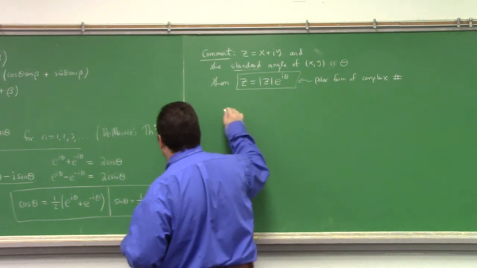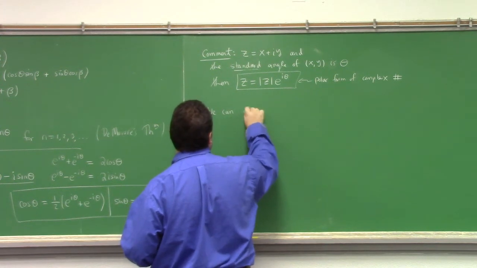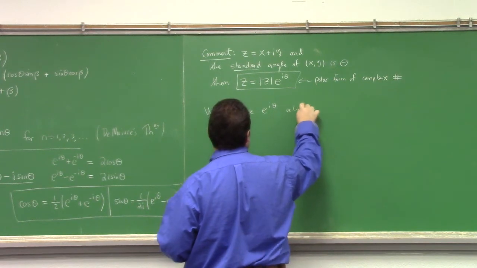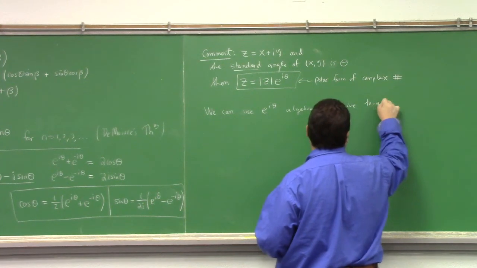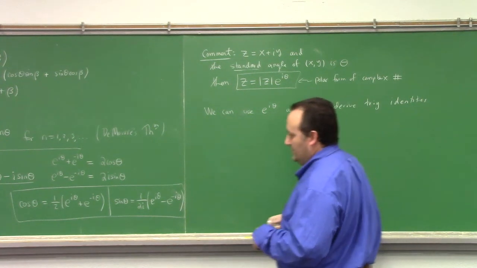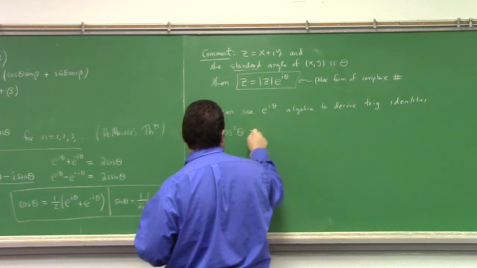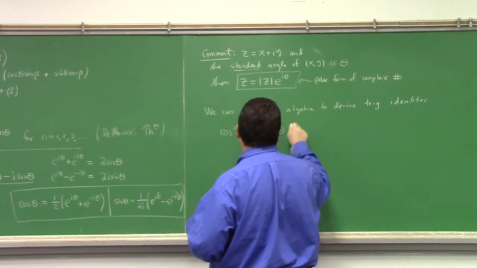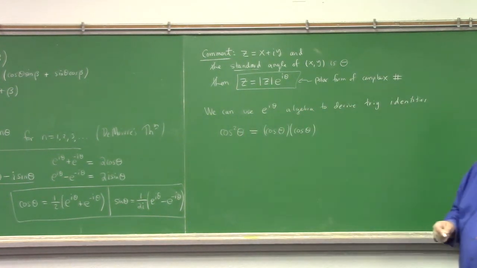The other thing, of course, is that we can use e to the i theta algebra to derive trig identities. Let's take it out for a spin. Cosine squared theta is what? Cosine times cosine, right? You're like, well, I know the identity for that because we worked it out already. Well, that's great. Imagine yourself in a world where you've already forgotten the identity.